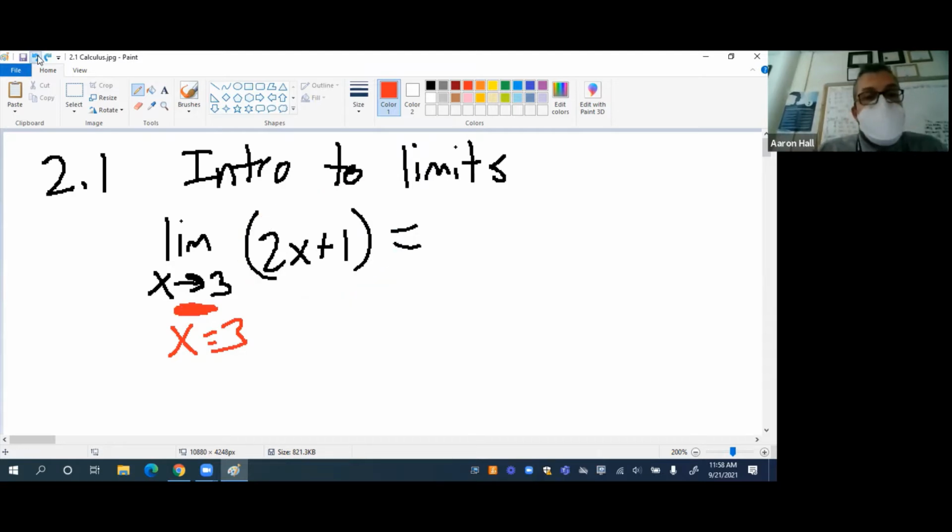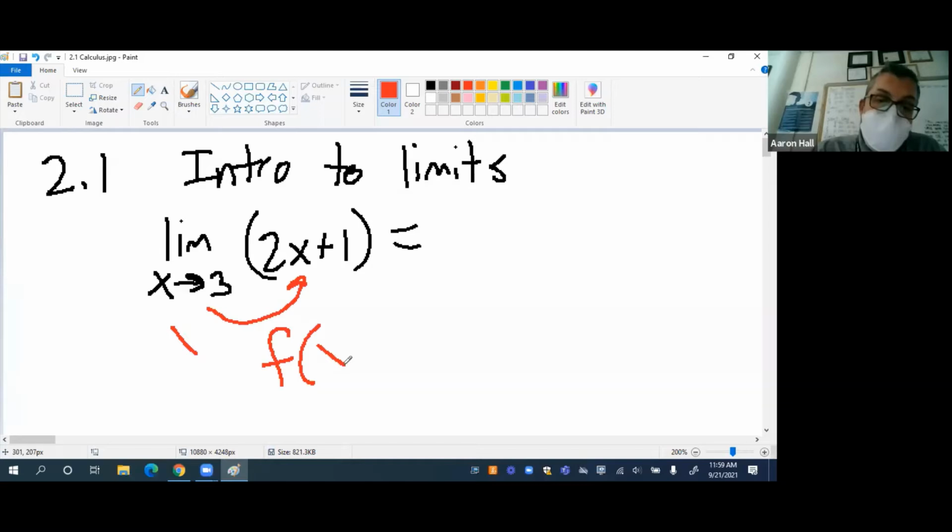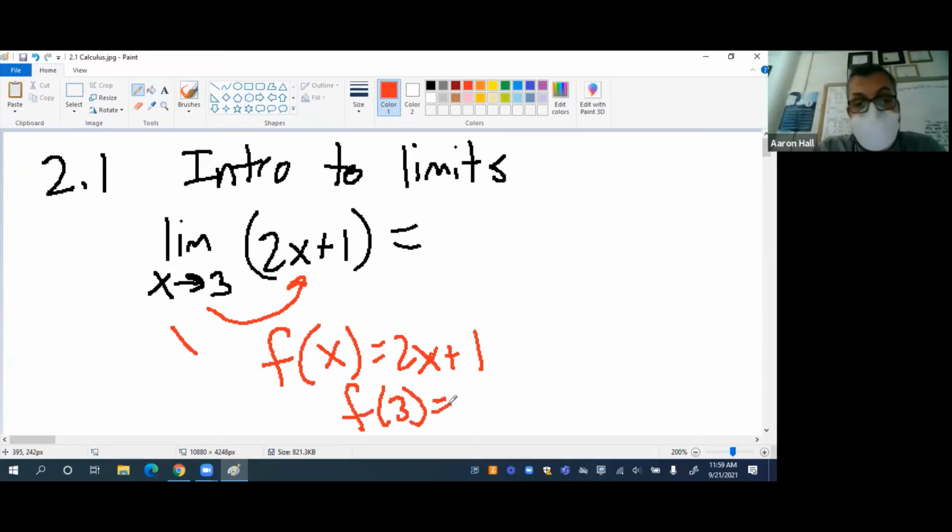Well, in this case, there's nothing wrong with taking this 3 and plugging it right in. I'm not violating any rules of math. And so it turns out that the answer is the same as if f of x equals 2x plus 1, and I'm trying to find f of 3. What's the answer? 7. I plug that in, I get 6 plus 1 is 7, and so we get 7.